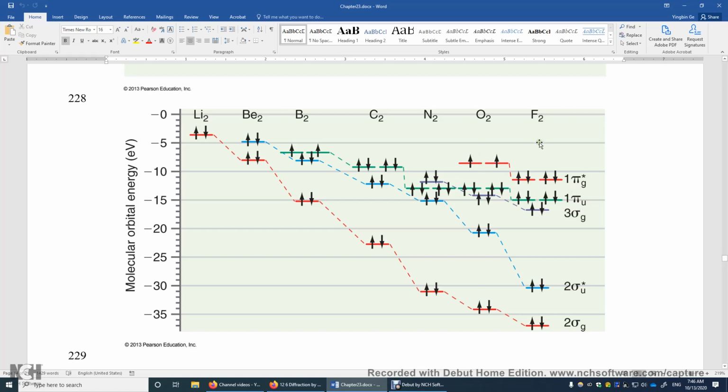Fluorine 2. In fluorine 2, you need to just put 2 more electrons here and here. That's it. That's fluorine 2. The bond order is 1 because you have 6 bonding, 4 antibonding. Take the difference and then divide it by 2.